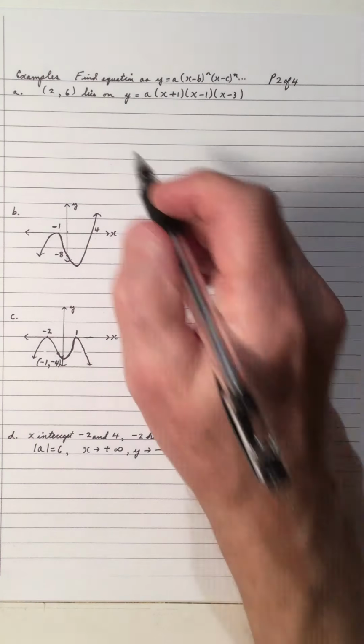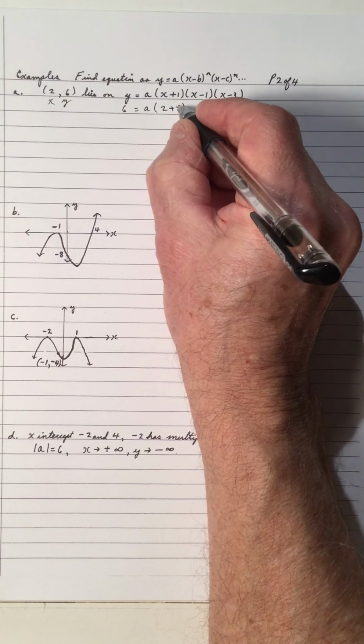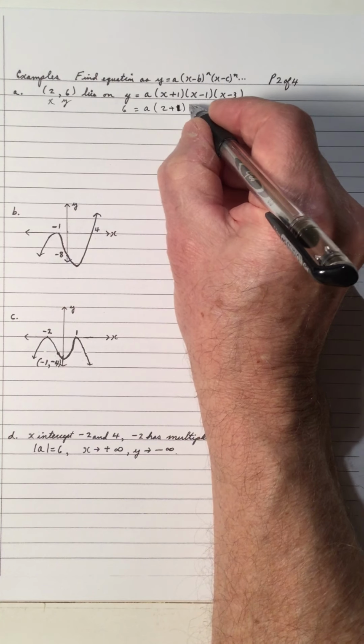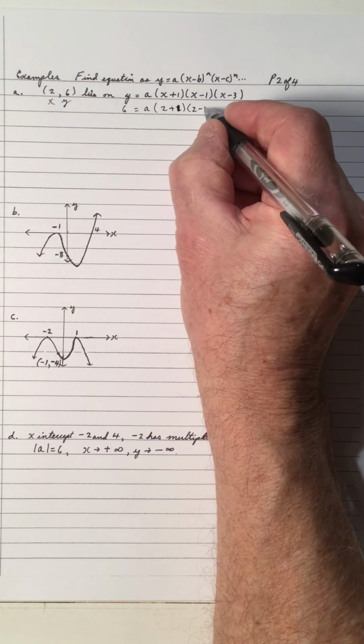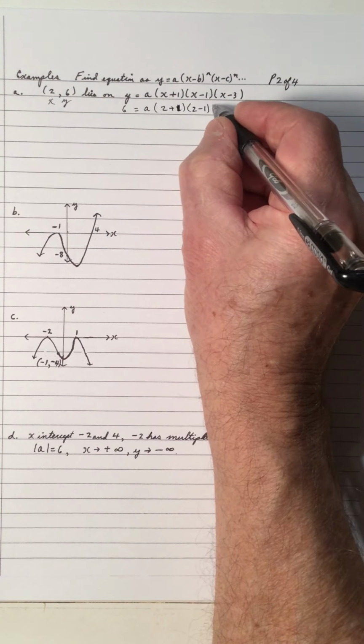So x is 2, y is 6. So we'll sub, oh, there's a 1 there. So I'm subbing 2 in for x and 6 in for y. PEMDAS, we work out the exponents first. Work out the brackets first, inside the brackets by PEMDAS.